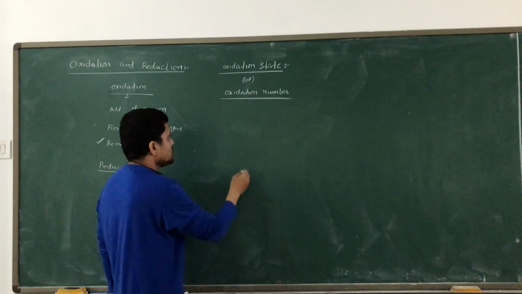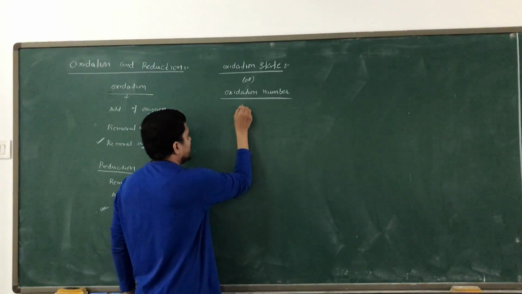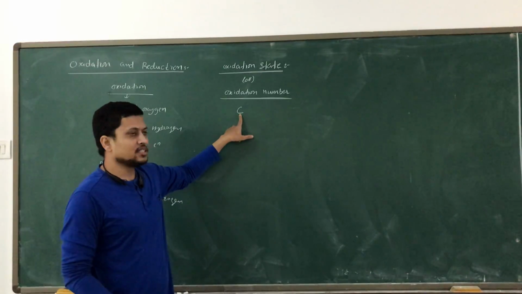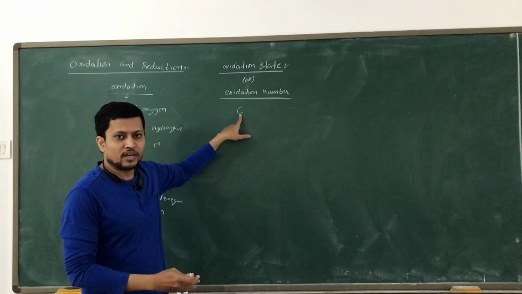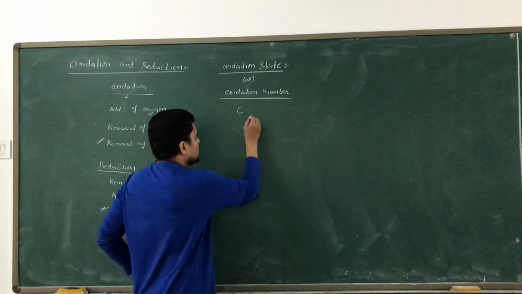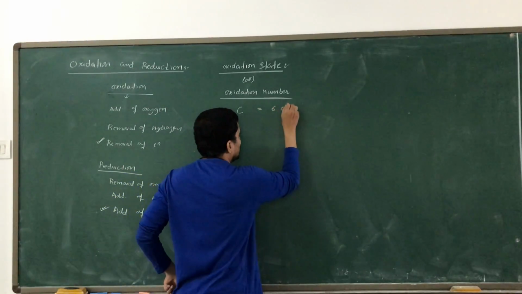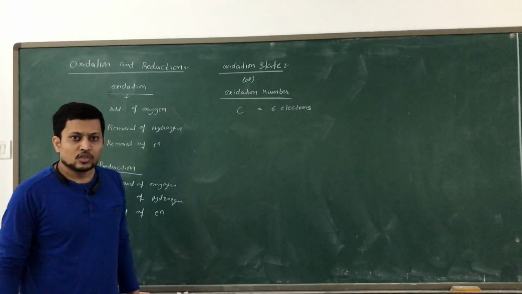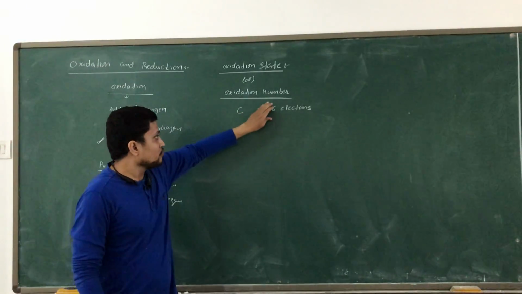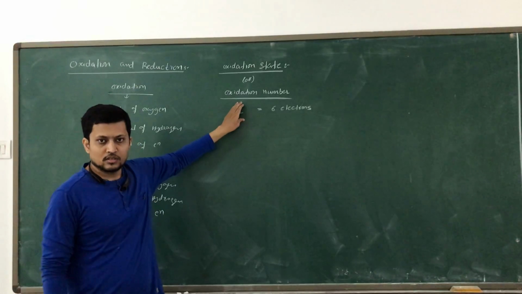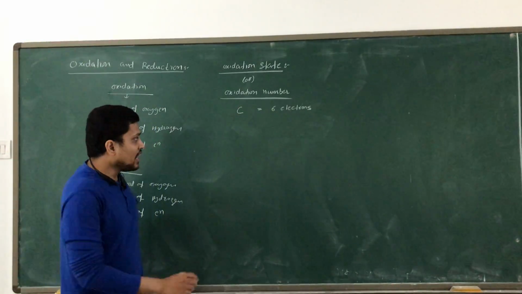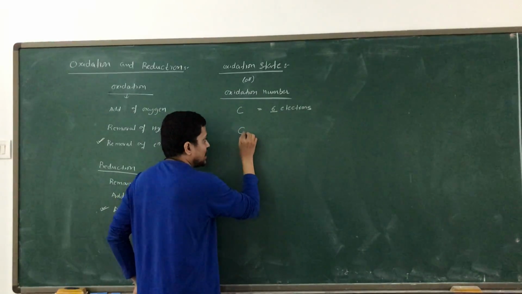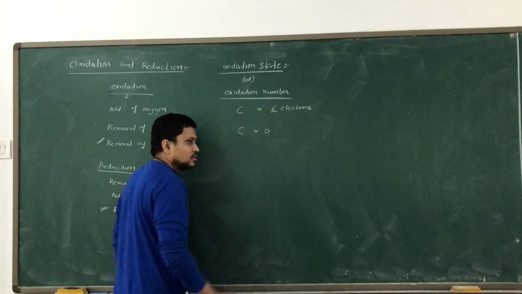Suppose I am writing one simple element, carbon. How many electrons do we have in carbon? We know the atomic number of carbon is 6, the number of protons is 6, which means 6 electrons are also present. So if they have the equal number of electrons which they need to have, then the oxidation state of that carbon is going to be 0.